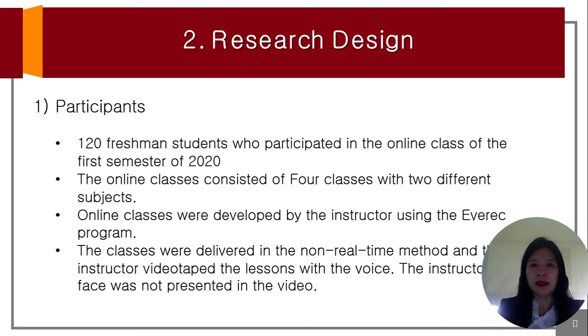For this study, I surveyed the students, and I also analyzed data like student behaviors in the online learning environment. So 120 students, especially freshmen, participated in the survey. The online classes consist of 4 classes. Actually, 100 students from the 4 classes participated in this study, and we have 2 different subjects for the classes. So even though it was 4 classes, 2 classes were the same subject area, and the other 2 classes had the same subject area. So it's 2 different subjects with 4 classes.